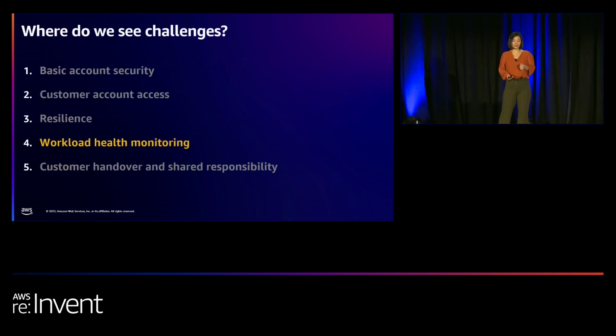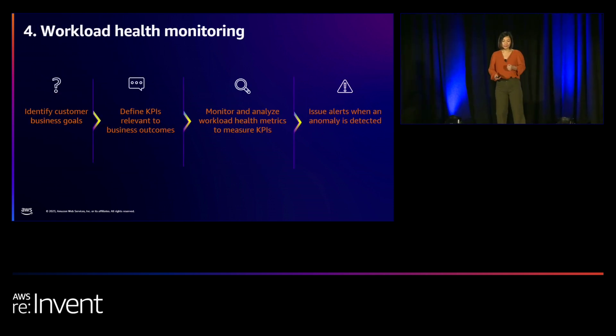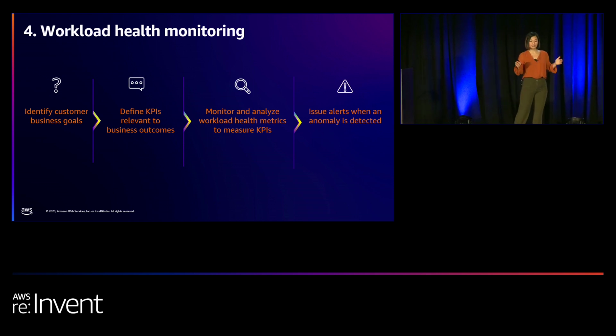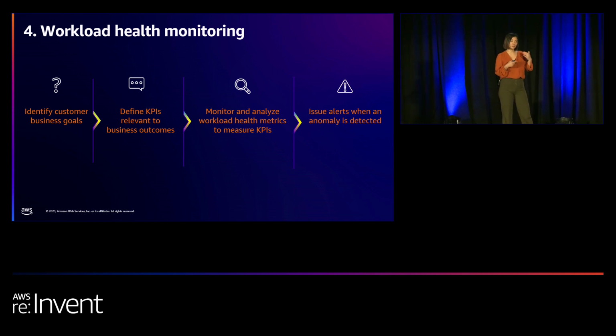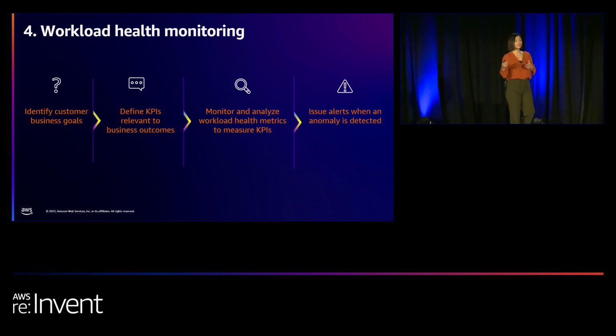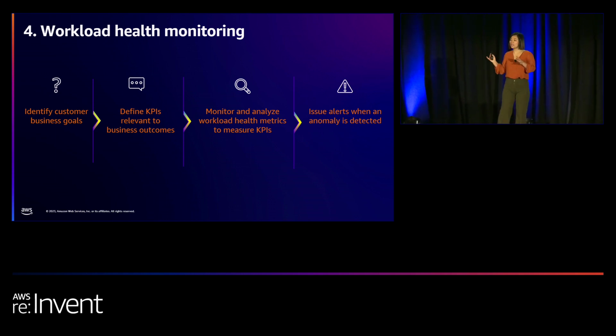So the 4th area we'd like to talk about is workload health monitoring. This is part of the operational excellence pillar of the Well-Architected Framework. Essentially, we like to see partners be able to define, track, monitor, and analyze workload health so that your customer knows what their business impact is. Most of the time, we find partners are able to define these metrics, track them, and issue alerts. So I'm just going to point out several gaps we see.